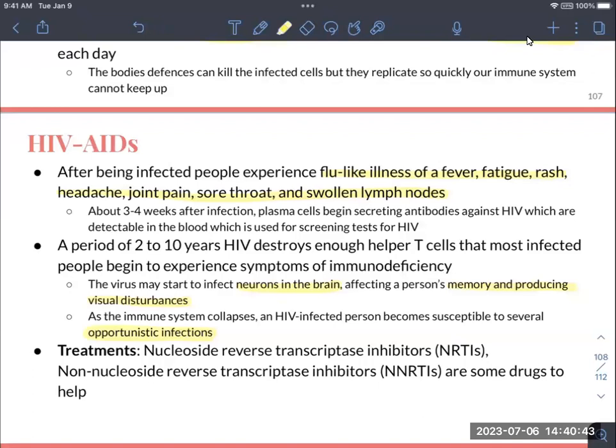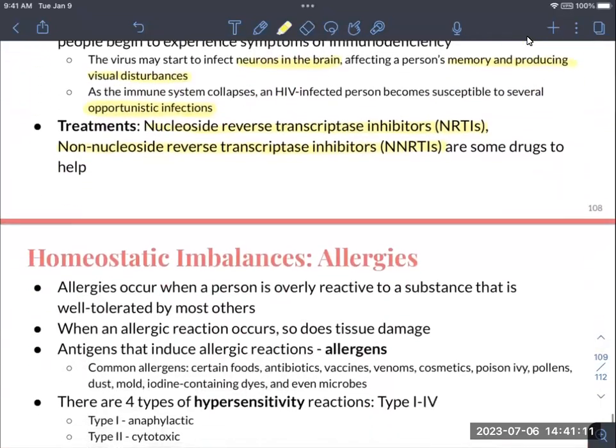There are different drugs and treatments that help suppress the HIV virus. We have nucleoside reverse transcriptase inhibitors, which try to prevent that RNA from replicating itself. We have non-nucleoside reverse transcriptase inhibitors. These are drugs that help prevent this HIV virus from replicating so much and causing problems throughout the body.